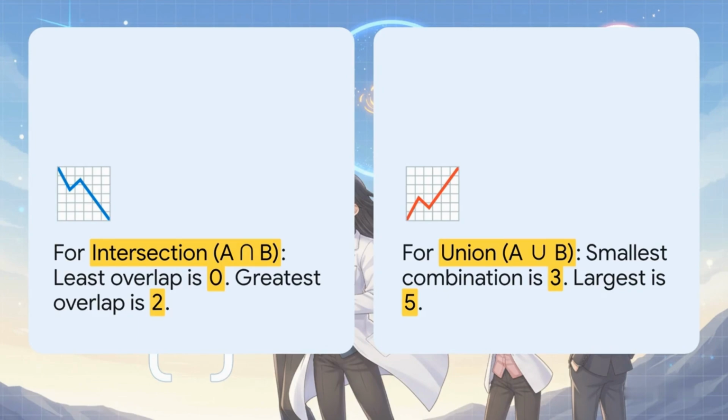What's the most they could possibly have in common? Well, 2. That would happen if the entire smaller team was inside the bigger one. And the least they could overlap? 0, of course, if they shared no players at all. Now let's think about their union, their combined team. What's the largest it could possibly be? 5. That happens if they're 2 totally separate teams. And what's the smallest their combined team could be? 3. That happens if the team of 2 is already inside the team of 3, so when you combine them, you don't add any new players.